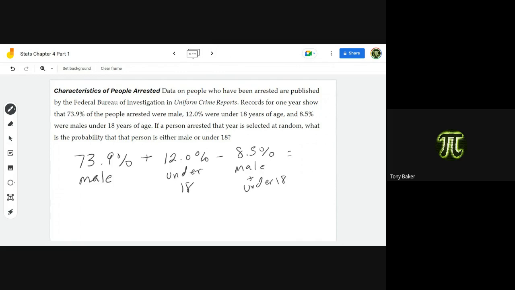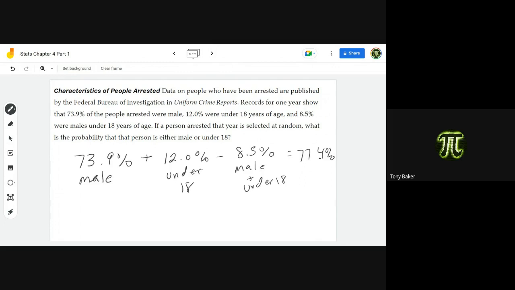All right, so what is the probability that the person is either male or under 18? 76.4%. I didn't do it, so I'm going with what you did. That sounds about right. 77.4. There you go, 77.4%, because they were not mutually exclusive.